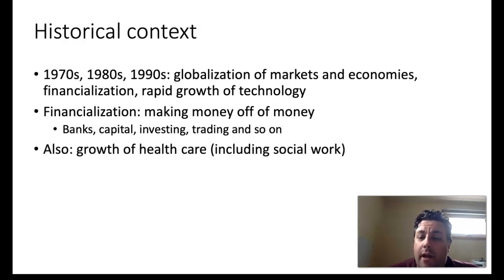So around this time, organizations shift from manufacturing things to financialization, to technology, to services, and things like that. Also, around this time, there's an incredible growth of technology, but there's this rapid globalization of markets and economies as well. So we start seeing things like offshoring of jobs, and global organizations emerge.